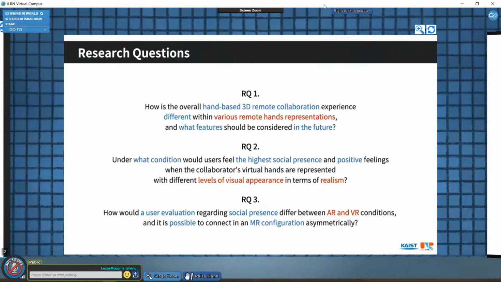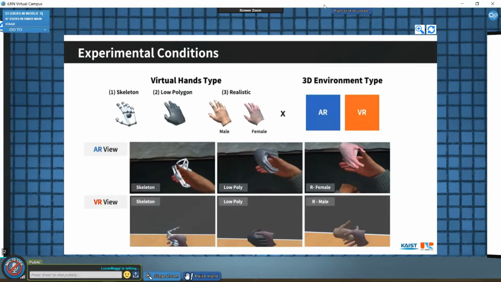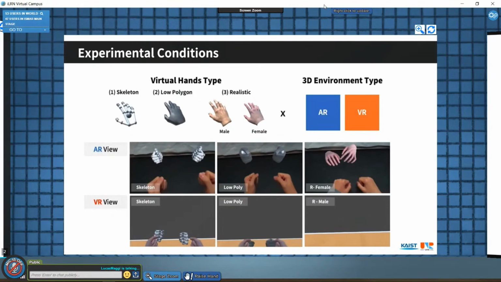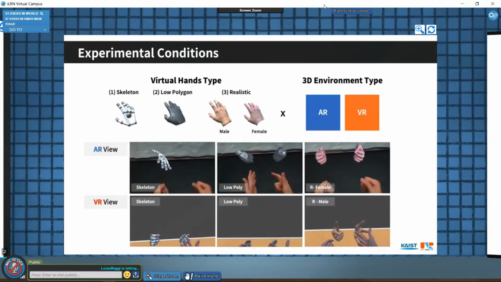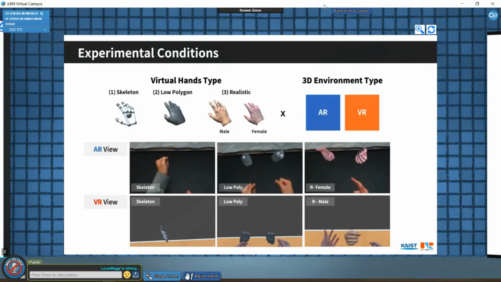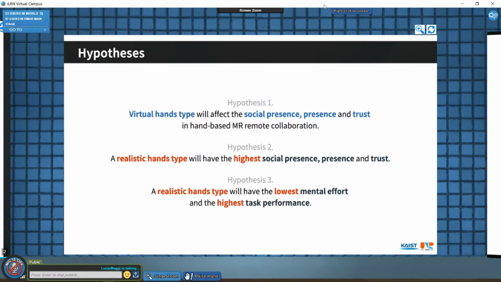According to previous research, we set two experimental factors: virtual hand type and 3D environment type. The first factor was differentiated based on the degree of realistic visual appearance, so the three conditions are skeleton, low polygon, and realistic male and female. And the second factor, 3D environment type, was divided into two conditions, AR and VR. Based on earlier studies, the following hypotheses were assumed.